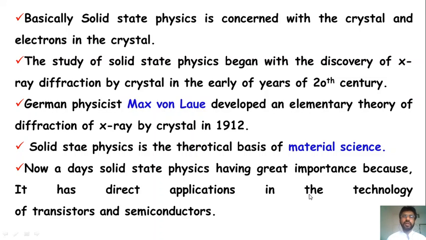Nowadays, a number of scientists and researchers are working on material science, because there is a huge number of solids, and we are using those solids for different applications, from industrial applications to domestic applications, and also in the electronic industries. So there is a branch known as material science. Solid state physics is the theoretical basis of material science. So you can say that solid state physics is a sub-branch of material science.